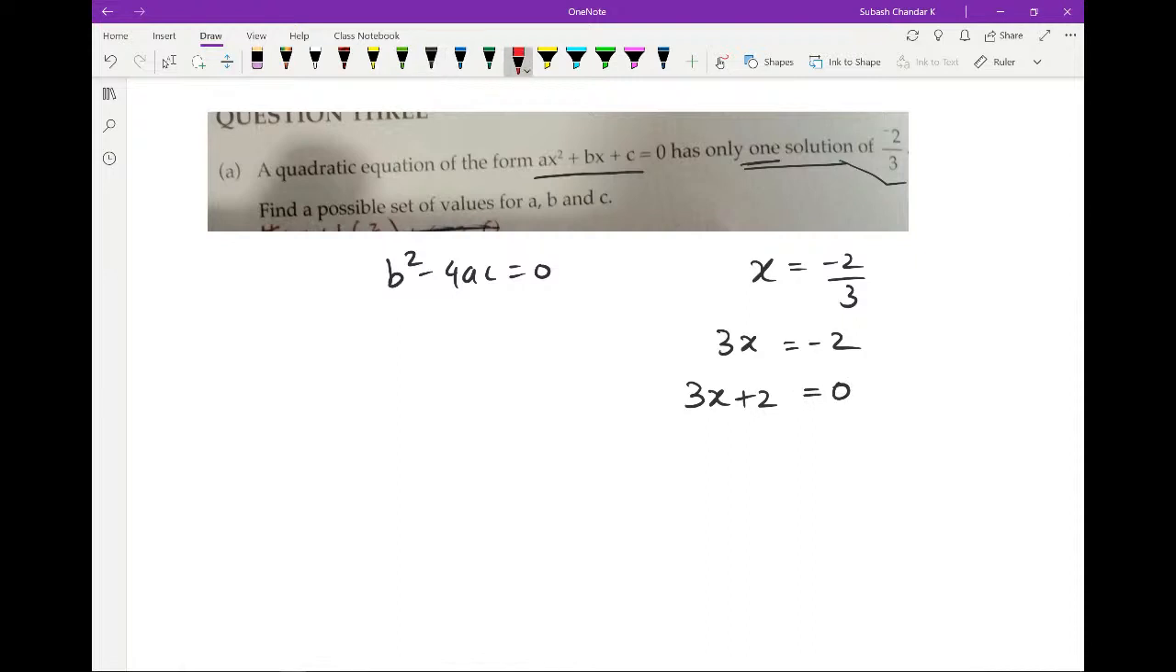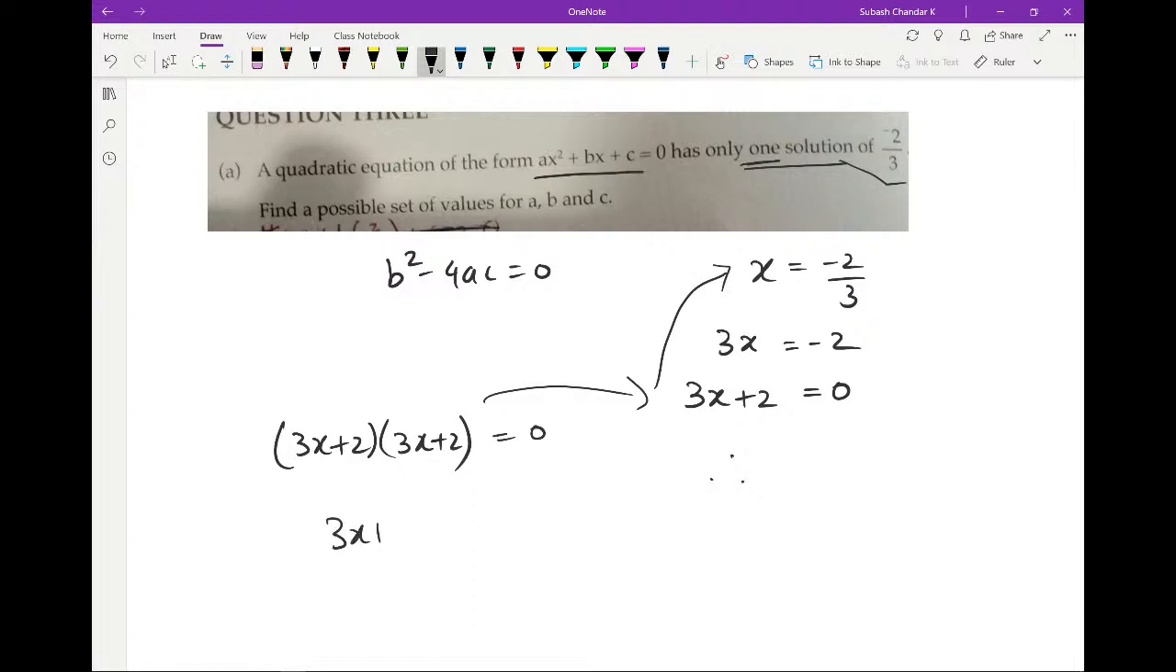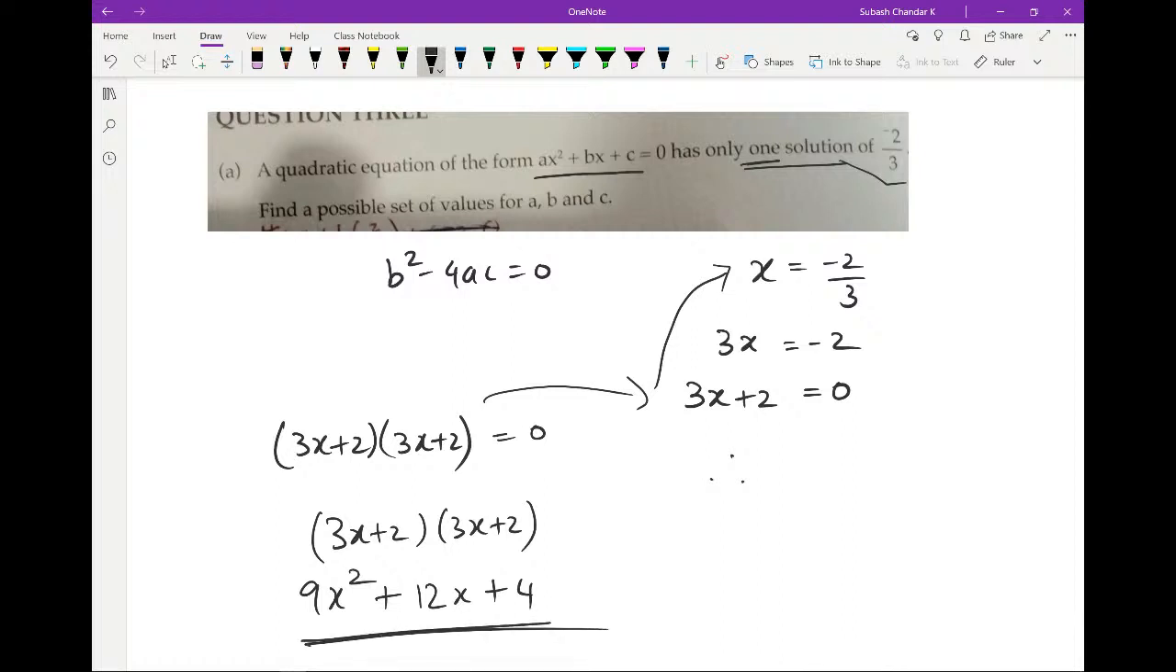So in other words, because it's only one solution, this could be written as 3x plus 2 times 3x plus 2. Think about it: if 3x plus 2 only has one solution, then one of the brackets is equal to 0, and then we get x equals -2/3. But what we're doing is going backwards, and we end up with 3x plus 2 squared. So expand the bracket, which means you get 9x squared, 6x and 6x is 12x, plus 4, and that's your final answer.